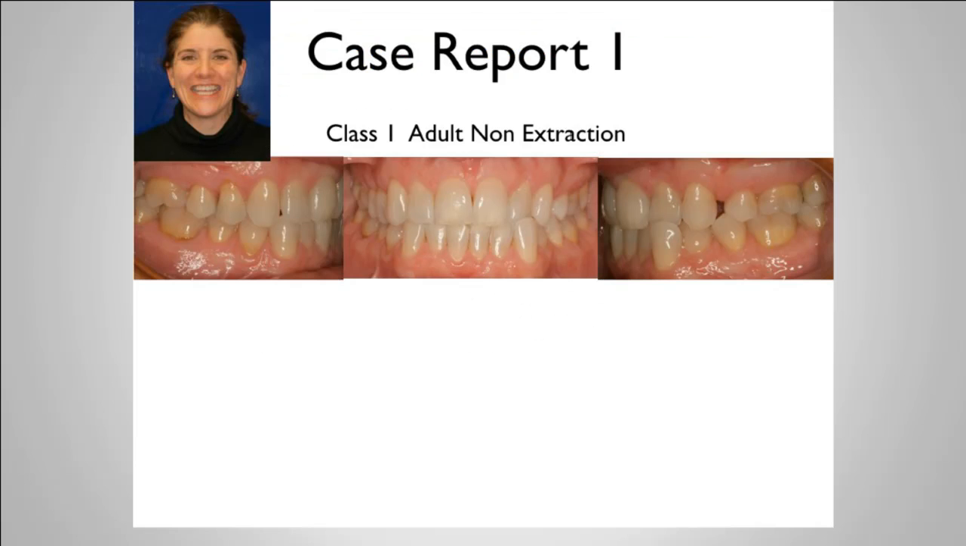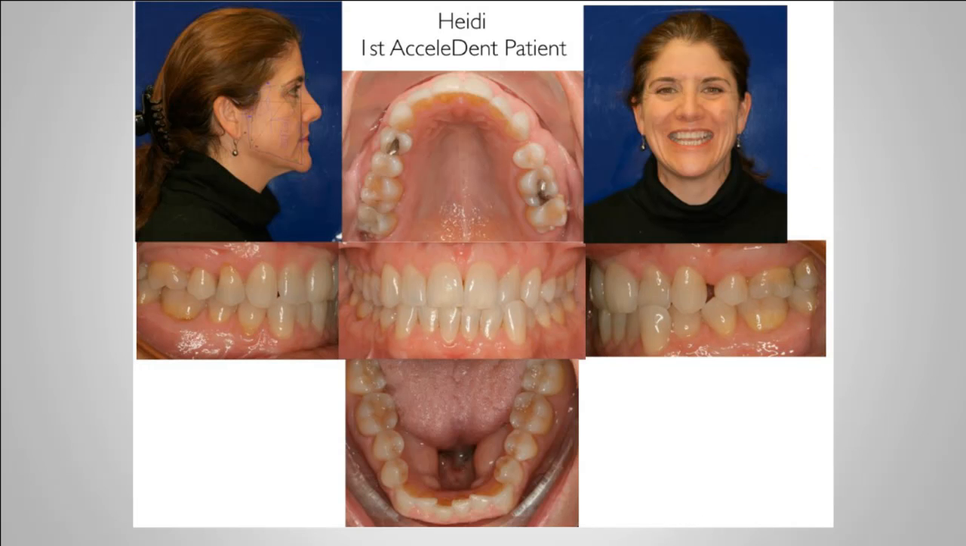So let's go through a couple case reports. The very first case I treated was Heidi. Heidi was a class 1 adult non-extraction. She had a crossbite at the lateral incisor area, edge-to-edge bite, with a previously extracted upper left bicuspid. Begin to imagine what you would do, and begin to imagine how long it would take you.